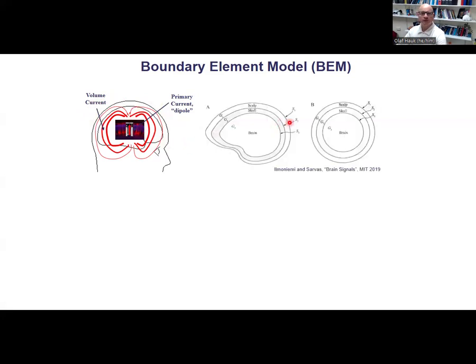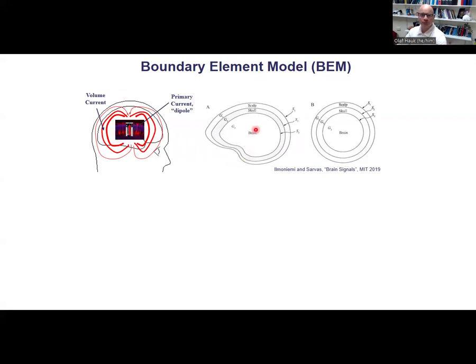The boundary element method models the head in terms of enclosed compartments. The important thing here is to know what the conductivities are, and in particular the conductivity boundaries between different parts of the head, because that determines the strength of the current flow. So one thing is the physics, the electrostatics of the problem, but in order to do this in practice, we need to know the geometry of the head, and in particular how the conductivities differ across different types of tissue and between the source and the sensors.